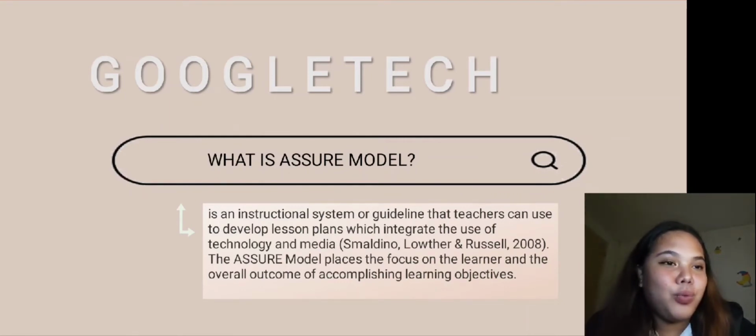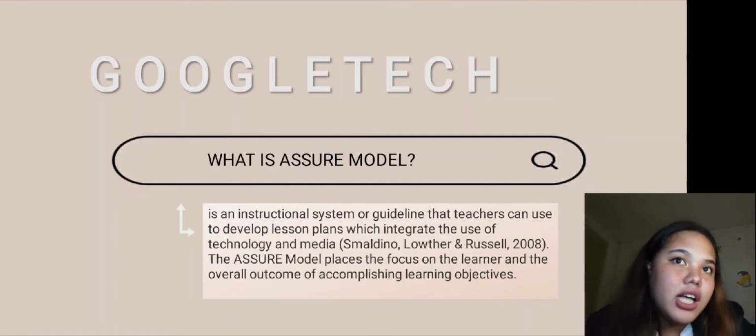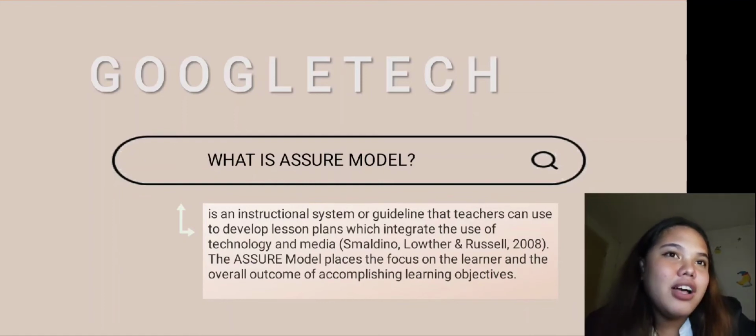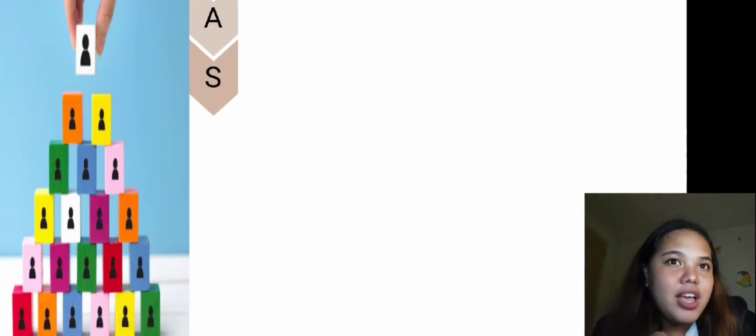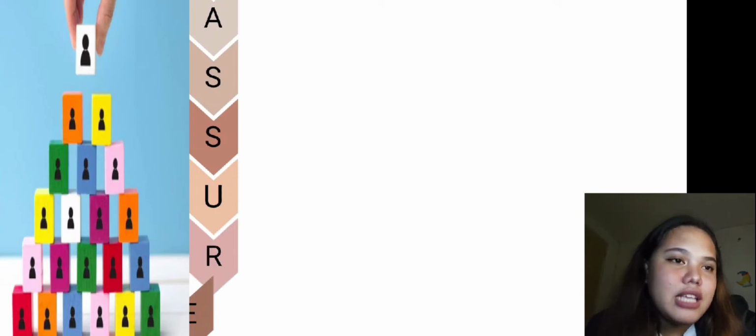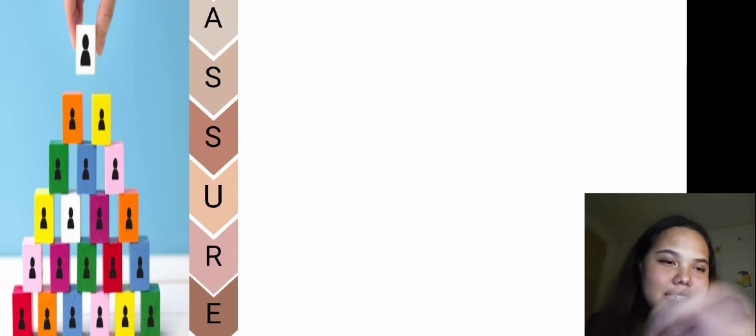Obviously, because the word itself, Assure, has 6 letters. And each letter is represented with an acronym title and a step describing a task central to the informed selection and use of educational technology. The Assure acronym stands for these important components.